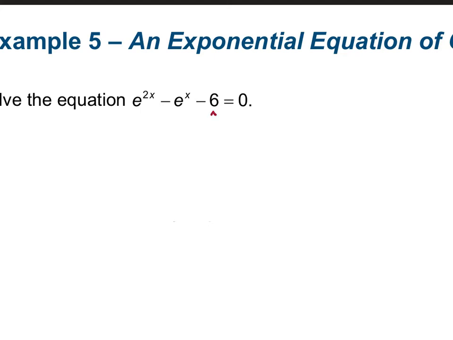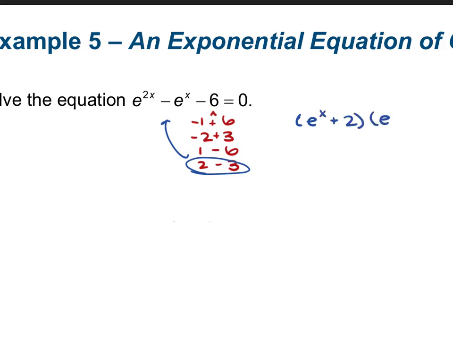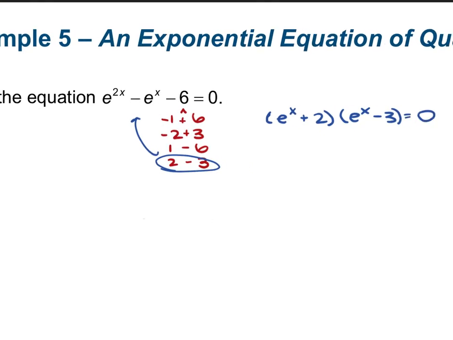That 6 has factors of 1 and 6, 2 and 3. It's a negative 6, so the 1 and the 2 can be negative, making the 3 and the 6 positive, or it could be a positive 1 and a negative 6, positive 2 and a negative 3. That positive 2 and negative 3 are going to give us that negative 1 that we're looking for. So this just factors out to be e to the power of x plus 2 times e to the power of x minus 3 is equal to 0.